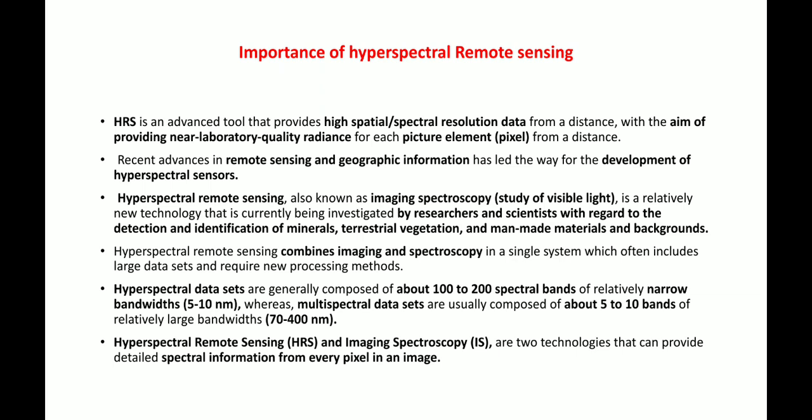HRS is an advanced tool that provides high spatial and spectral resolution data from a distance, with the aim of providing near-laboratory quality radiance for each picture element or pixel from a distance. That is HRS, which is majorly used in remote sensing. These technologies are used to collect high spatial and spectral images, with the aim of providing near-laboratory quality radiance data of each pixel or picture from a specific distance.